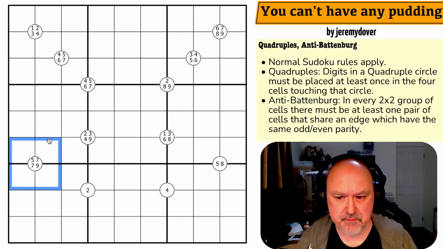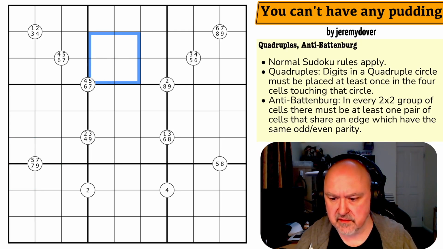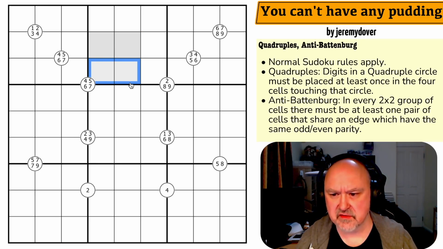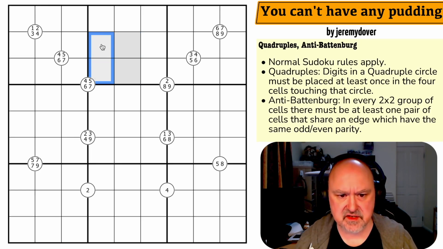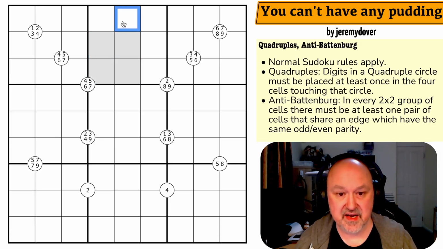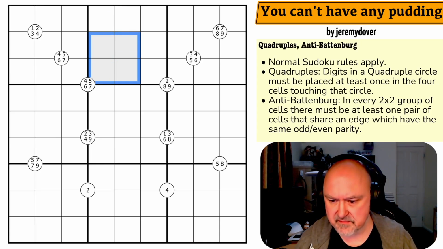And then we've got an anti-Battenburg rule. In every 2 by 2 group of cells, there must be at least one pair of cells that share an edge which have the same odd-even parity. So if I pick any 2 by 2 group of cells, there must be at least one pair of cells that share an edge. This is sharing an edge, sharing an edge, sharing an edge, sharing an edge. An edge being, that is an edge. So one pair of cells that shares an edge that have the same odd-even parity. If those have the same parity, this 2 by 2 would be covered, as would that one. But there must be at least one pair of cells that share parity.